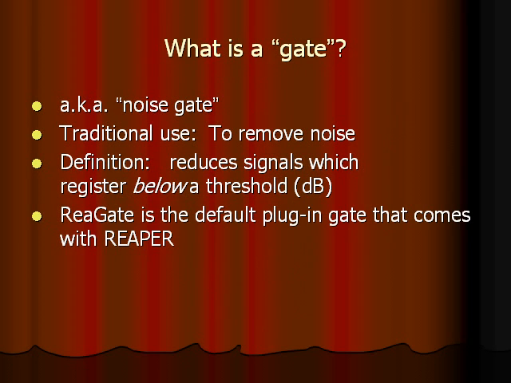So what is a gate? A gate is also called a noise gate. Traditionally, it's used to remove noise from tracks. The definition of a noise gate is to reduce signals which register below a certain threshold, which is measured in decibels. ReaGate is the default gate plugin that comes with REAPER. And in this lesson, I'm going to teach how to set up ReaGate in REAPER.